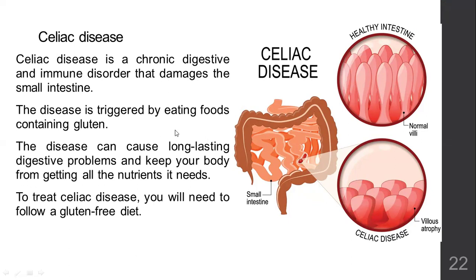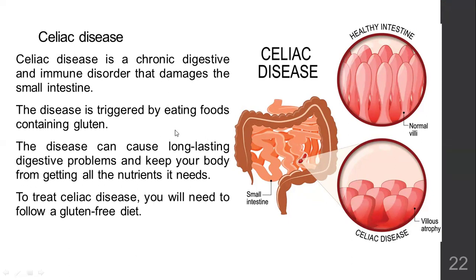It's kind of an autoimmune disorder as well that damages the small intestine, and it is triggered by eating food that has gluten. Gluten is a protein present in specific cereals and pulses like wheat, rye, and barley. They all have gluten.